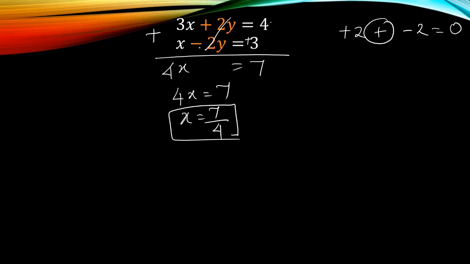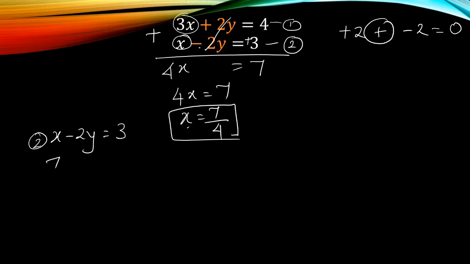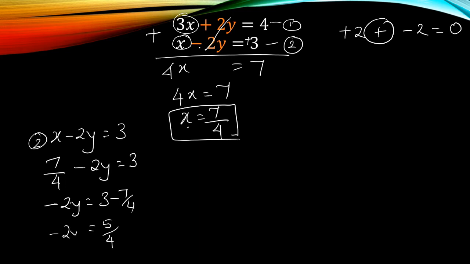Now go back to one of these equations and substitute. Which one would you consider? Considering you are going to substitute for x, 3x is a more complicated job than substituting in x, right? Therefore, I will take the second equation to substitute. x minus 2y equal to 3 is the equation that I will substitute. In this case, 7 over 4 minus 2y equal to 3. So minus 2y equal to 3 minus 7 over 4, which is 5 over 4. Therefore, y equal to minus 5 over 8.